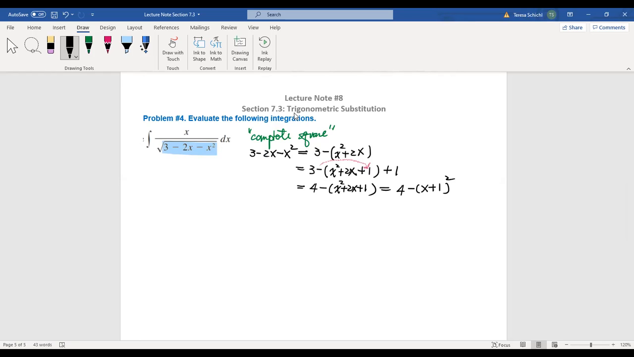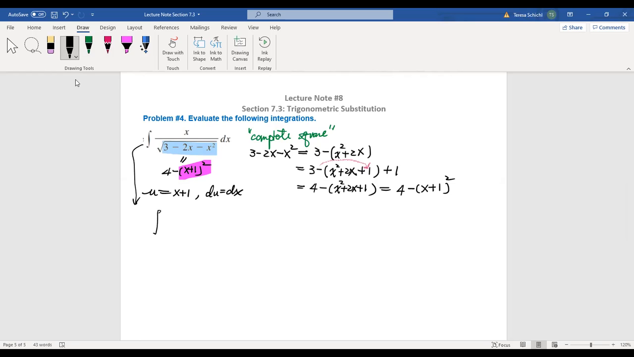Wow, now we have almost reached the format I'm looking for, right? So I can change this to 4 minus x plus 1 squared. If this can be a single variable, then that's good, right? So now I will say, how about we do a u substitution here. I will let u equal x plus 1. Then du is equal to dx.